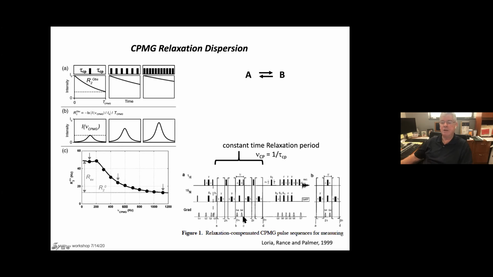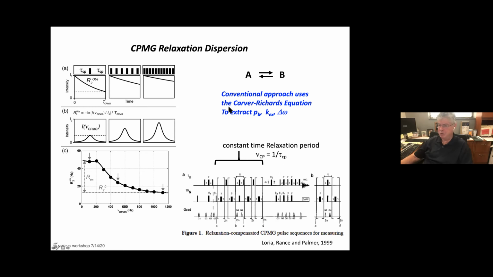There's a whole suite of very sophisticated pulse sequences. I just show one from Loria, Rance, and Palmer. It was some of the developments from Art's lab, and it shows you how you put in a proton-nitrogen correlation, with all of these nitrogen pulses. These are here to manage this relaxation. Nu CP is 1 over the time between these pulses, okay? So you see this, and so this is the normal experiment.